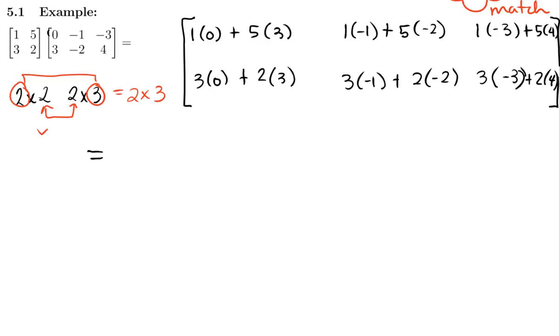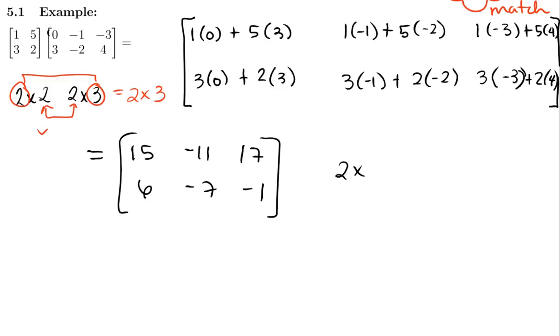1 times 0 is 0, plus 5 times 3, we get 15. Let's see, the next one in that column would be 6, and then moving on to the next column after that, we get negative 11, negative 7, 17, and negative 1. And so this 2 by 3 matrix is the product of our original two matrices. And notice that we did end up with a 2 by 3 matrix, just like we said we should in the beginning.